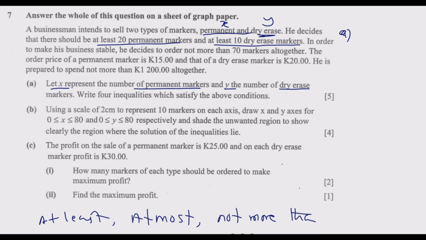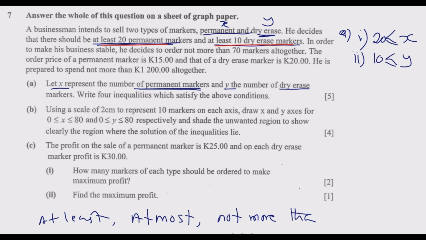Having said that, let us look at the first inequality. In this case, we have at least 20 permanent markers. What is permanent markers is X. So what you are saying is 20 is the minimum. So X should be greater or equal to 20. That's the first inequality based on the first condition. Then on this second condition, similarly, Y is greater or equal to 10. That's the second inequality. Then after that, we move on.